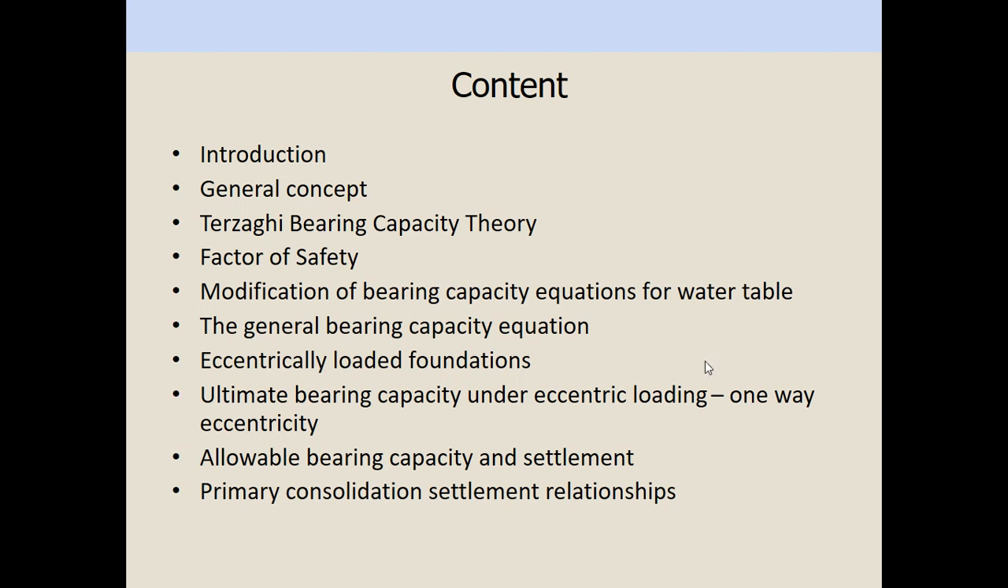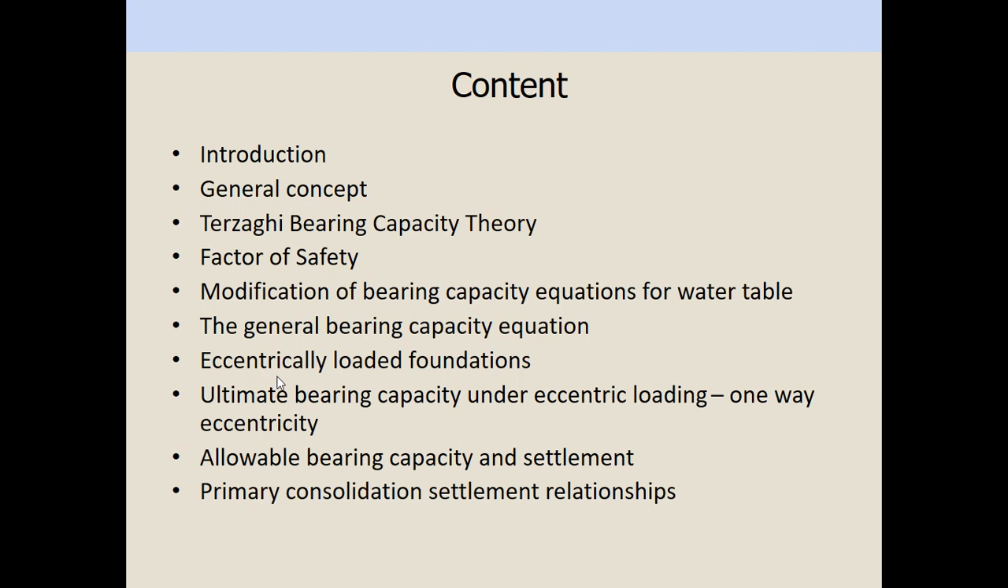So to design the shallow foundation, we will use only two methods. There are various methods of designing shallow foundations, but for this course, you will learn only two methods: the Terzaghi method and the Meyerhof method. The general bearing capacity equation is the Meyerhof method.